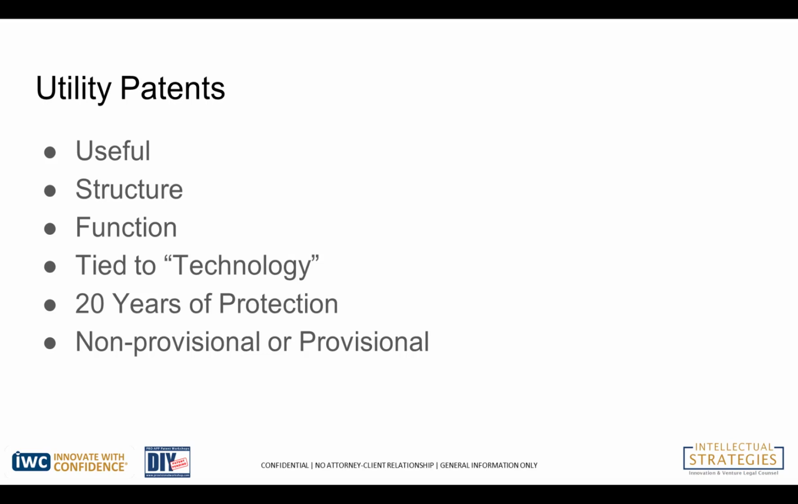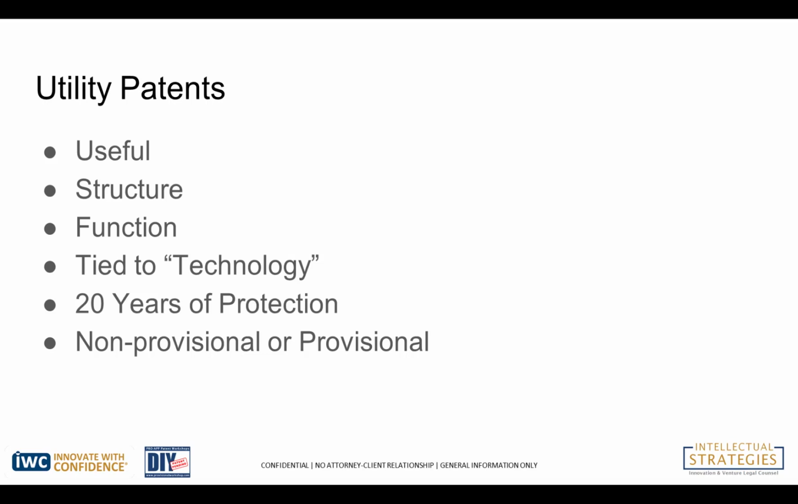I don't want to overcomplicate this though. Really just think of it as you're inventing a new thing, or you're inventing a new process that affects the things around it. In essence, it needs to interact with the real world and with physical devices in some way, shape, or form. Utility patents have generally a 20-year protection period.